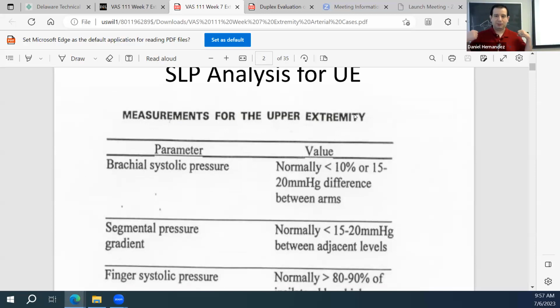So if you do see a difference between the two arms, recheck. If there is truly a difference greater than 20 millimeters of mercury between both arms, the side that has the lower pressure is the side that has the diseased segment, and it's always going to be more central. So again, that diseased segment has to be proximal to where you're taking that pressure measurement.